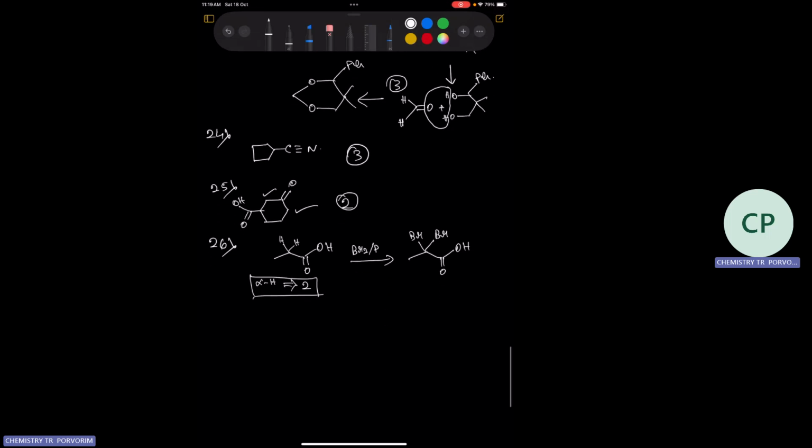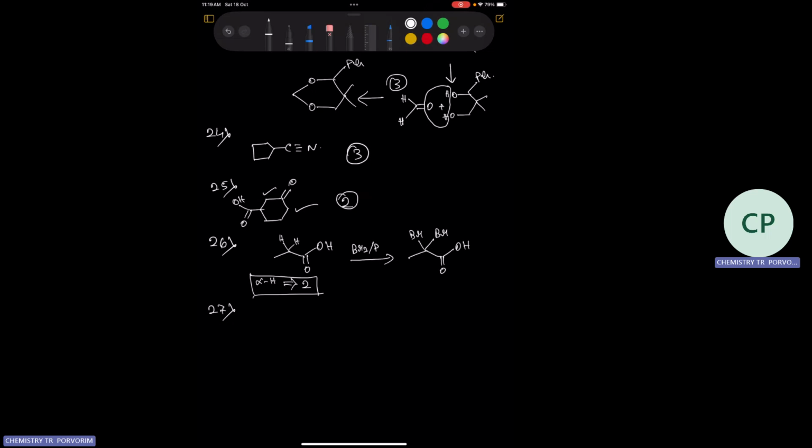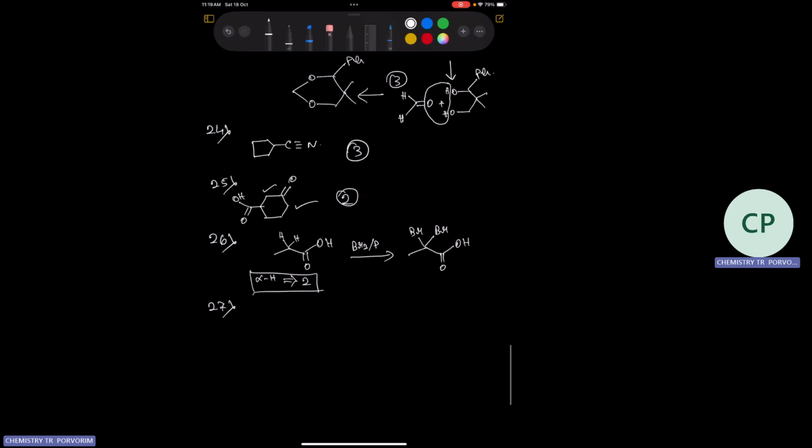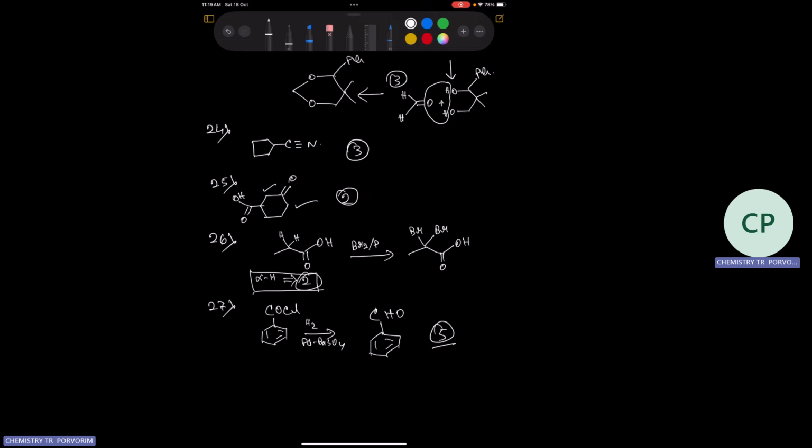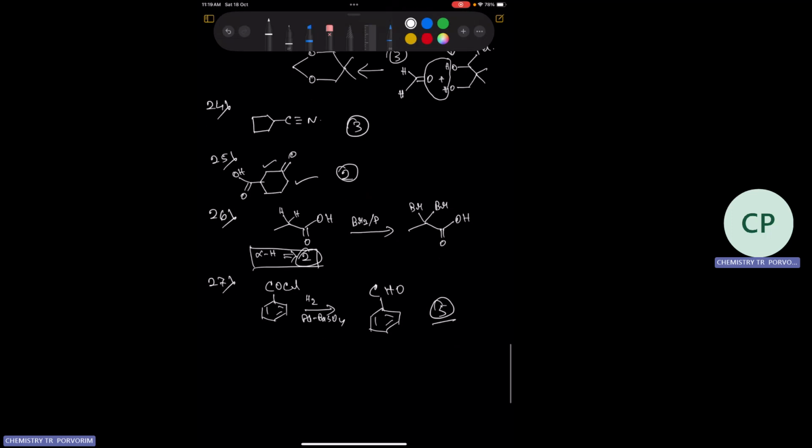Okay. Next, 27. Consider the following reaction: hydrogen, palladium, barium sulfate. If we are using COCl, with hydrogen, palladium, barium sulfate, we get CHO. So DBE should be 3 plus 1, 4, 5. So 5 will be the DBE. Here the answer will be 5. 27 is 5.